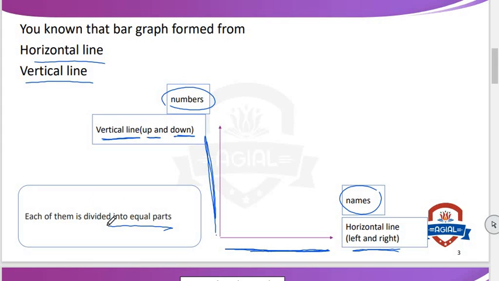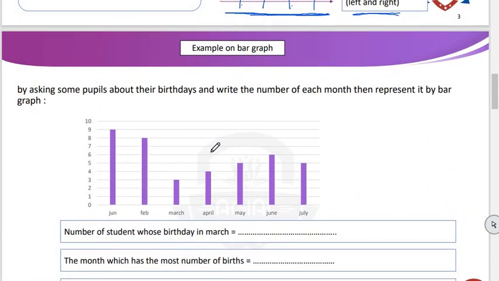Horizontal line goes from what to what? Excellent, from left to right. And the vertical line goes up and down. Each of them is divided into equal parts. What is the meaning of divided into equal parts? When we write data in here, we must use the same distance. Do you understand it? Okay.